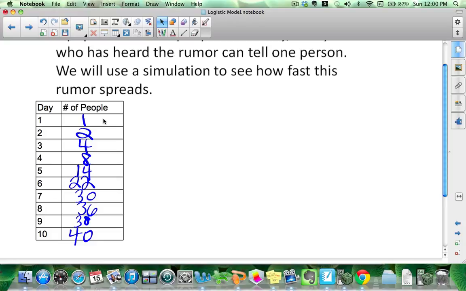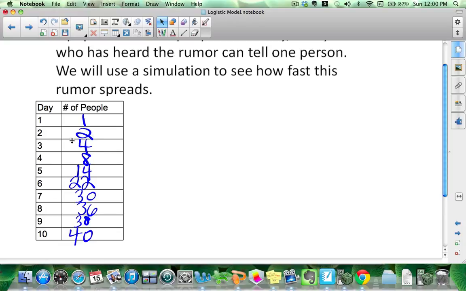There's only one person. And then what I would have done is use the random number generator in the calculator and choose one person that I would tell the rumor to. Okay, so I choose one of you, and now at the end of day 2, there are 2 of us who know the rumor. But that means that there are 2 of us who can tell the rumor to somebody else. So then I would use the random number generator, and I would pick 2 numbers. One for the person that I'm telling, and one for the person that the person I already told is telling.